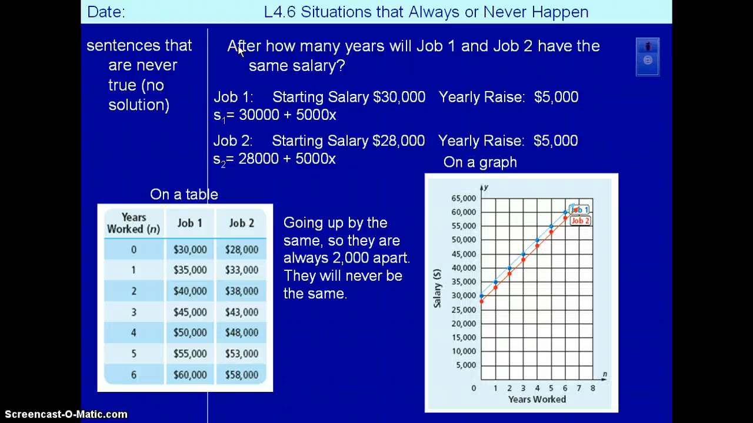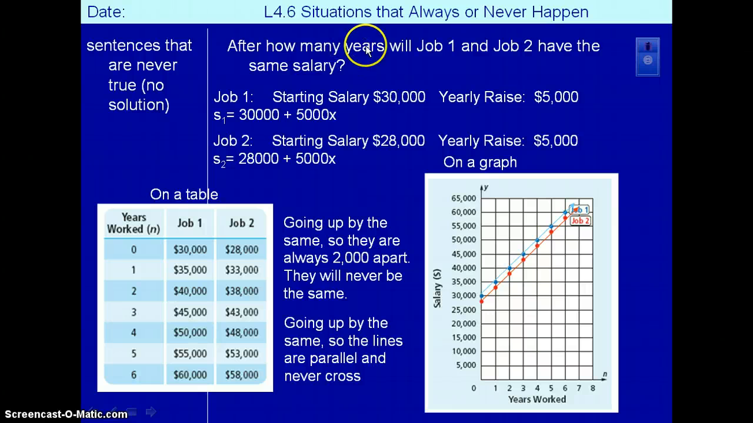If we were to represent these situations on a graph, we can see job 1 here represented with blue dots and a blue line, job 2 represented with red dots and a red line. These two lines are going up by $5,000 at the same time. They're actually parallel lines. They're going up by the same, so the lines are parallel. They're never going to cross.